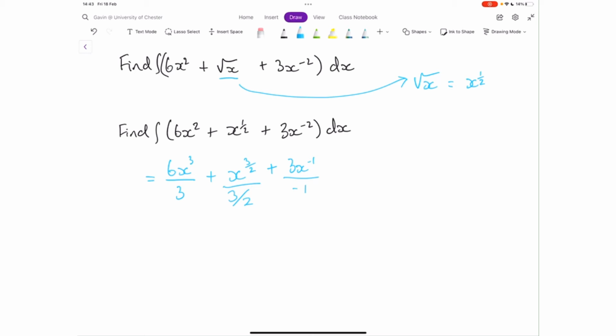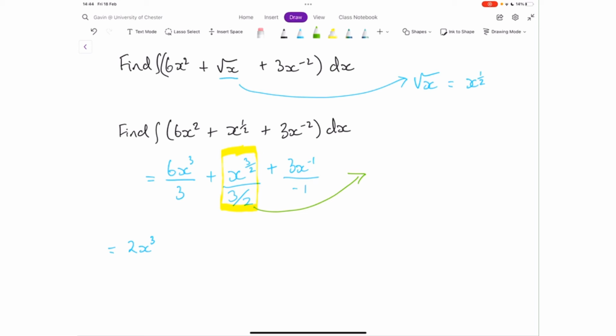Now we can simplify some of that. We can simplify all of these. The first one is easy. That's just 6 divided by 3 is 2, so that becomes 2x cubed. The second one is a little bit trickier. So let's pull this one out and see how we can deal with that.